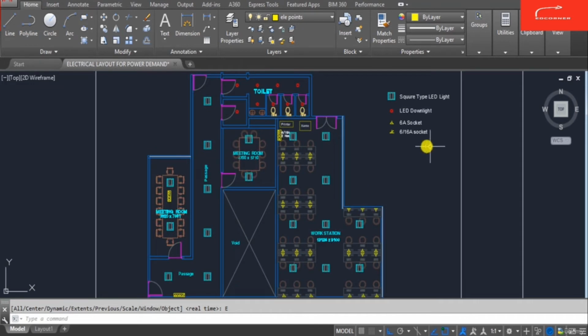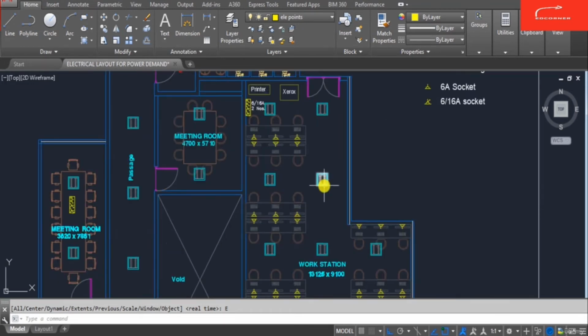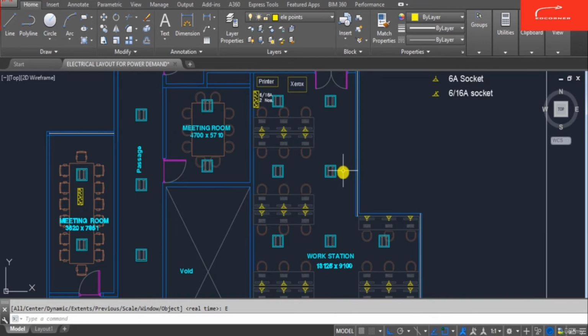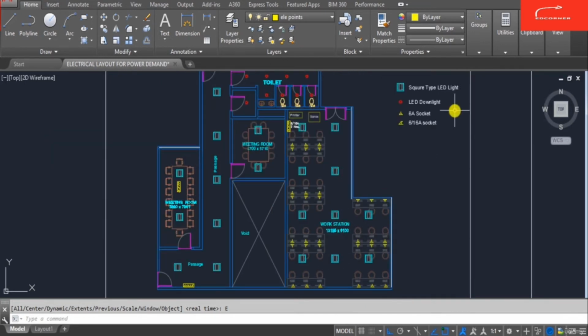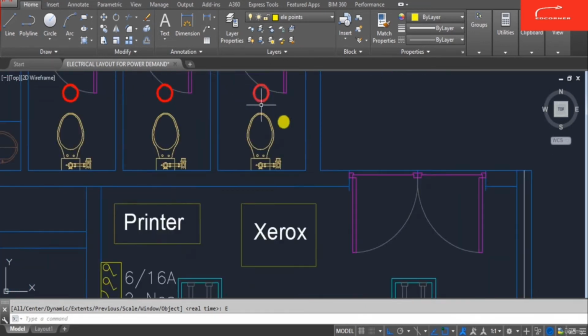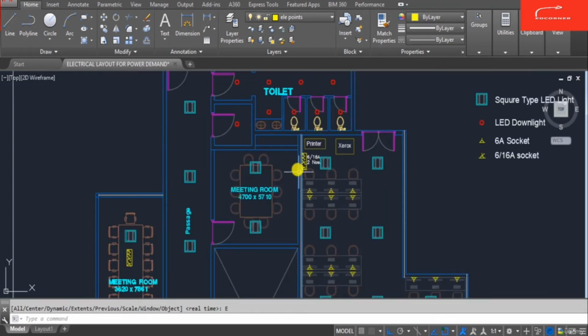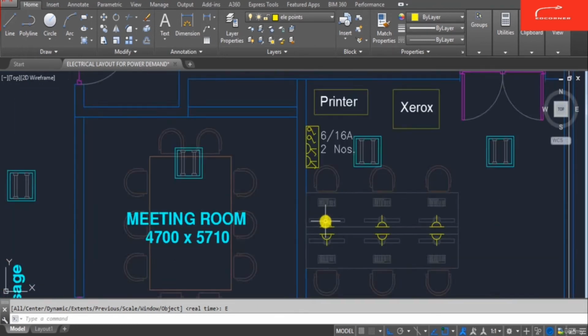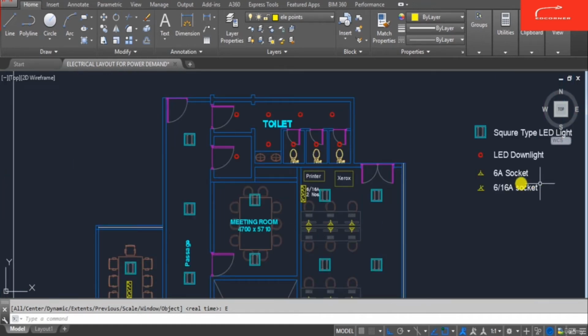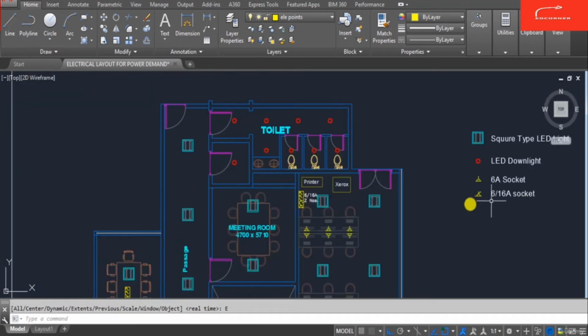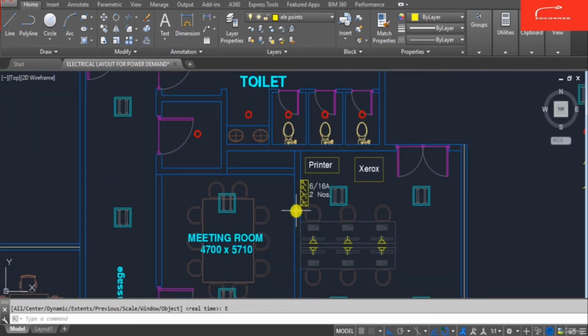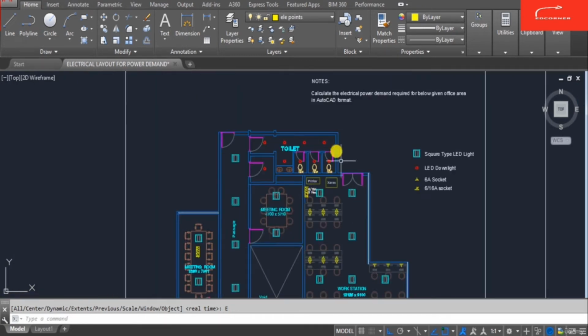Now in this drawing, there are multiple square type LEDs placed over here. Then LED downlights are also there, as well as a 6 ampere socket. This is a 6 ampere socket required for each and every computer, as well as a 6 by 16 ampere socket. The 6 by 16 ampere sockets are required for multiple equipments like printer, Xerox and so on.